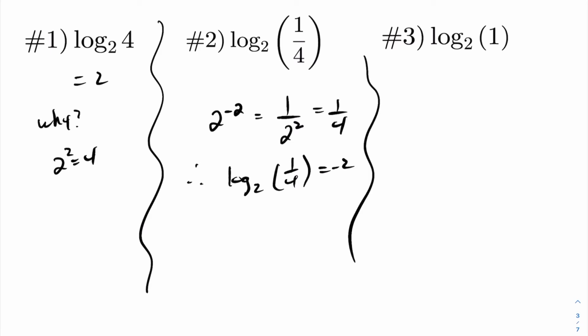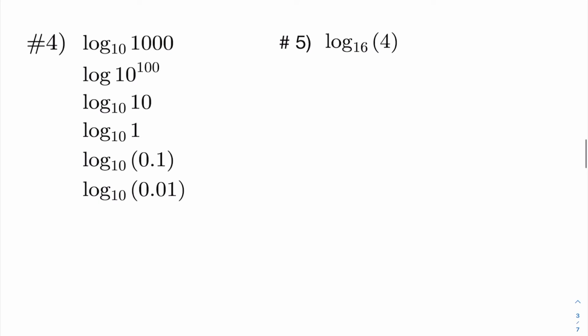Continuing on, here we see log base 2 of 1. So what do you have to raise the base of 2 to give you an output of 1? Well, in this case, you can see 2 to the power of 0 is 1, and therefore log base 2 of 1 is 0. Let's take a look at some more. For the following example, now we've changed the base. This base is 10 now.